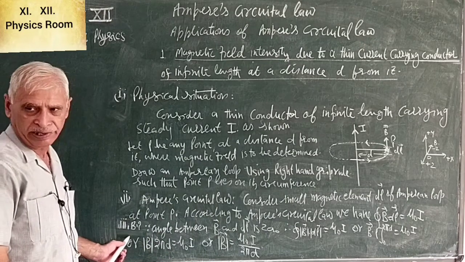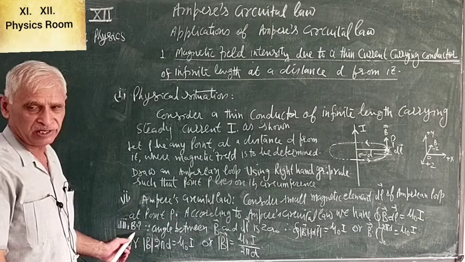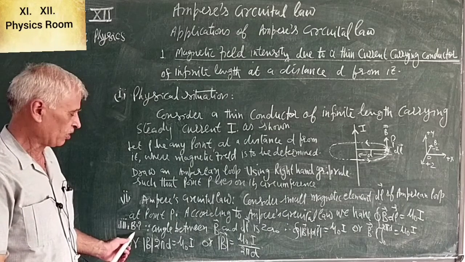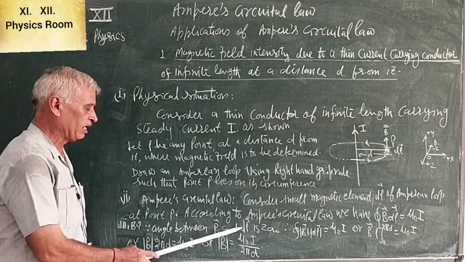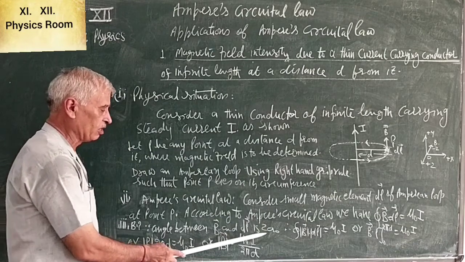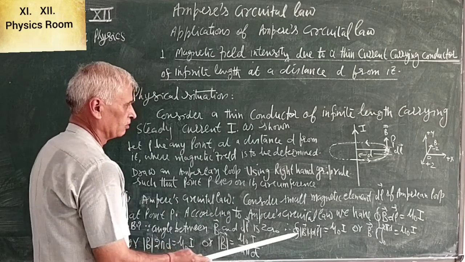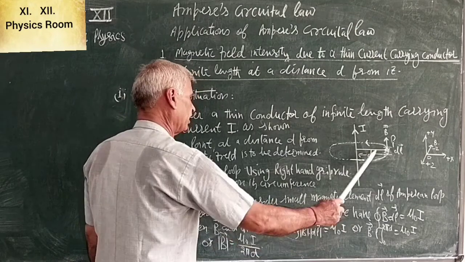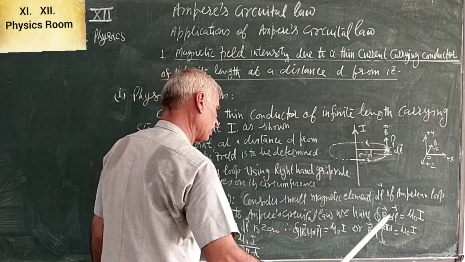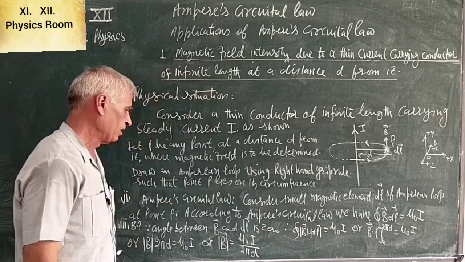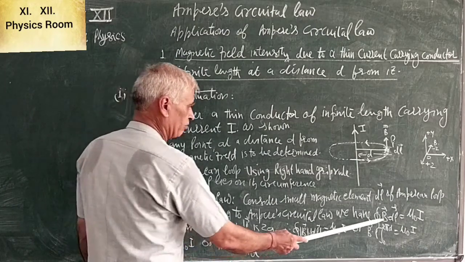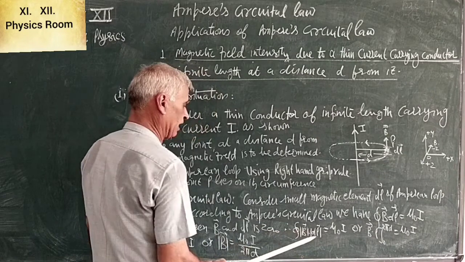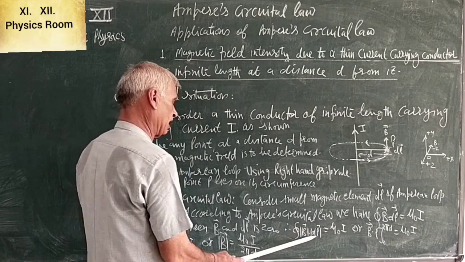Now we come to the third point. We find the magnetic field intensity at point P. The angle between magnetic field and magnetic element is 0, because the magnetic field is directed along the negative z-axis and dl is also directed along the negative z-axis. Therefore we can write B dot dl as mod B mod dl.